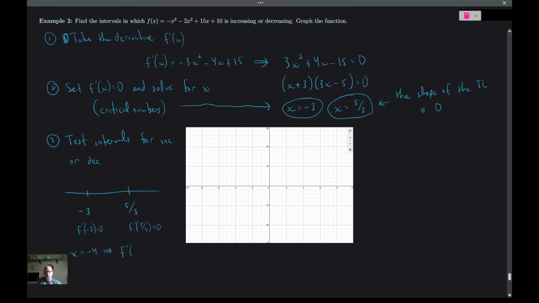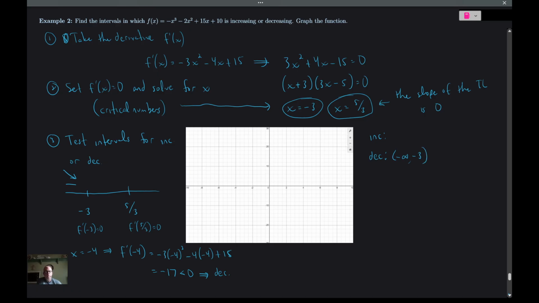Now we're going to plug this into the derivative and see if it is positive or negative. So here's our derivative up here: -3 times -4 squared minus 4 times -4 plus 15. Let's see what that gets us. We have -3 times 16 plus 16 plus 15, and that gives us -17. That is less than 0, so that is a decreasing interval. So the derivative is negative, which tells us that the function is decreasing from -infinity to -3.